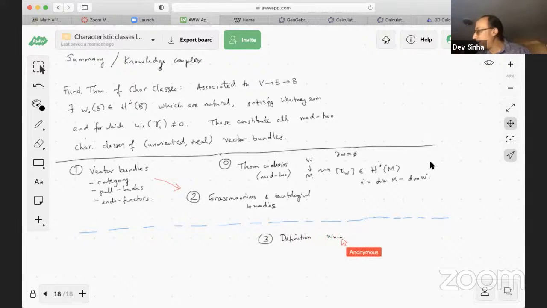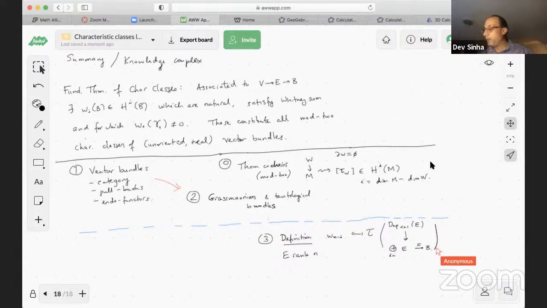Define W_{n-i} to be represented by the Thom class of this smooth object that I call dep-hat_{i+1} of our bundle E. So E is of rank n, and dep-hat sits over a direct sum of i+1 copies of E, which of course is homotopy equivalent to B, and so the Thom class of that map can then be pulled back to B to give some cohomology class.